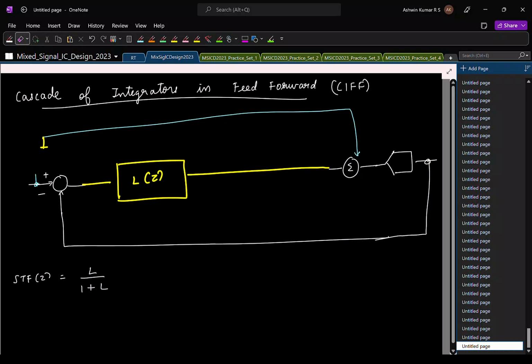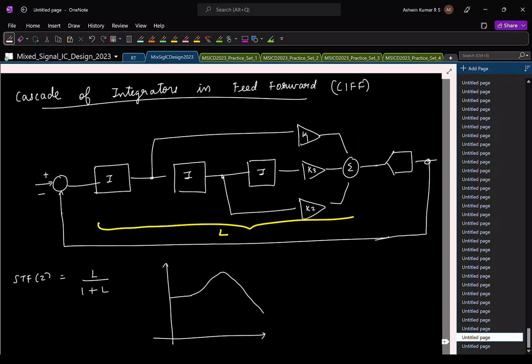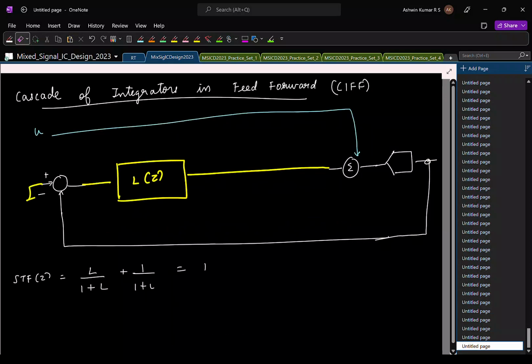Now the other path is active. So let us say now this is 0 and the input is applied here. What is the transfer function when you add a signal to this point and you measure the output here? It's the same as the noise transfer function. So it's 1 by 1 plus L. So what is STF? It's exactly 1. So this will make sure that this peaking which you would have had normally is completely gotten rid of.